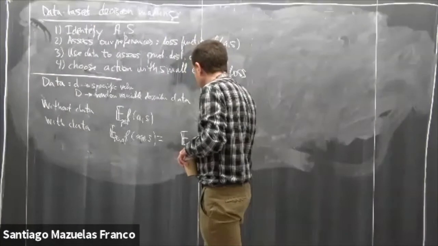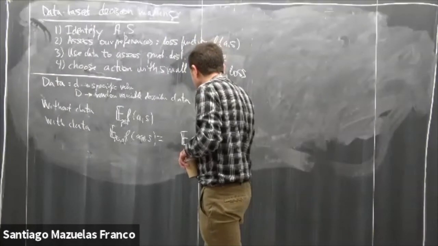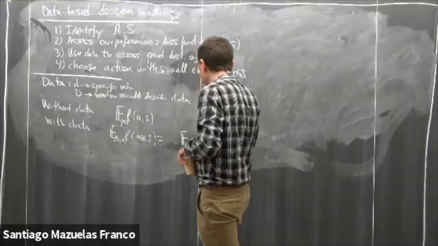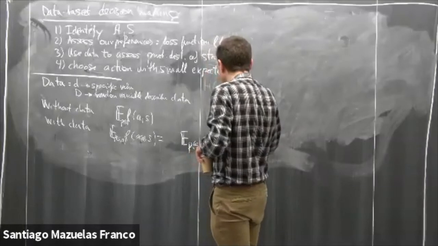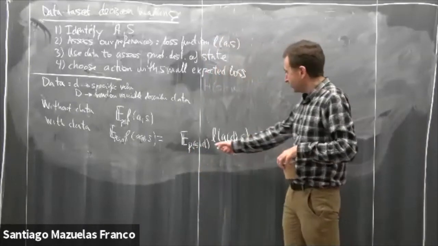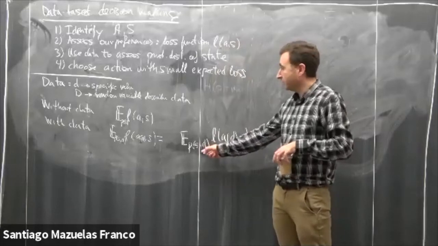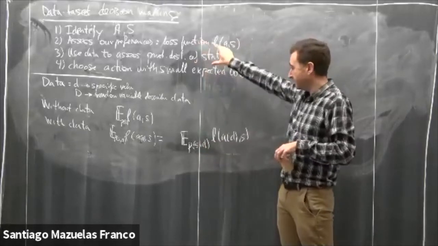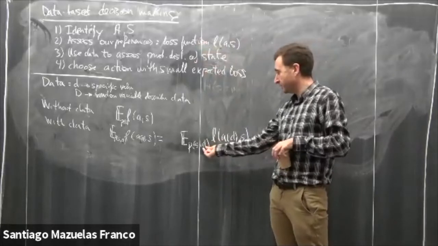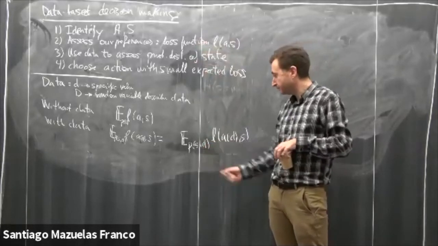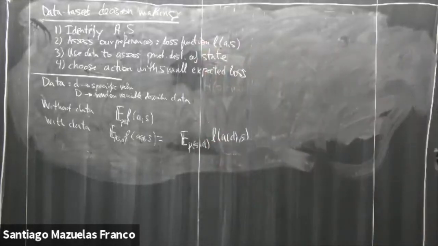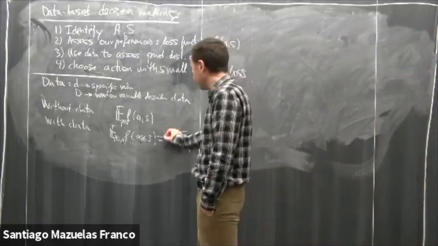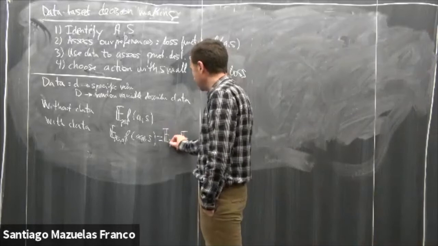So this expression here we can write as the probability distribution of S given d. This will be the expected loss in the specific decision problem in which we have one specific instantiation for the data. And then, since we are going to get different instantiations for the data, the final performance is going to be the expectation.